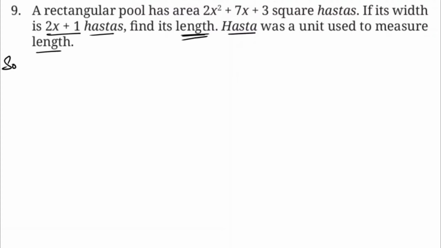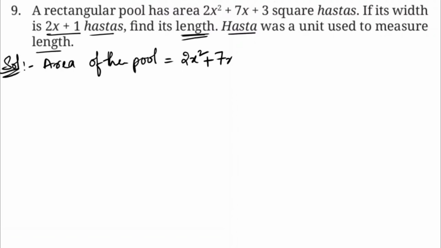So let us start the solution. What is given? Area of the pool. So let us write: area of the pool is equal to 2x² + 7x + 3. And width is given as 2x + 1.